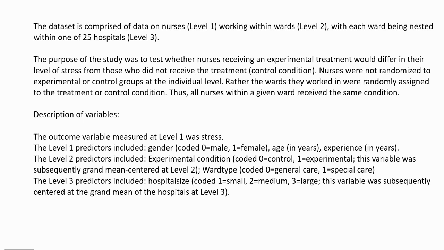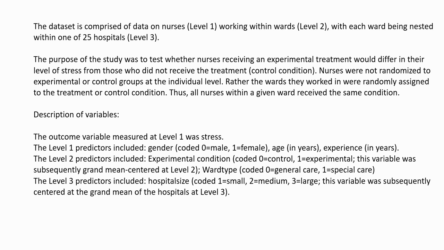Now in terms of the variables, at level 1 the outcome variable was stress. The level 1 predictors included gender, which was coded 0 for male, 1 for female, age in years, and experience in years. The level 2 predictors included experimental condition, originally coded 0 for control and 1 for experimental, but the authors subsequently grand mean centered that variable at level 2.